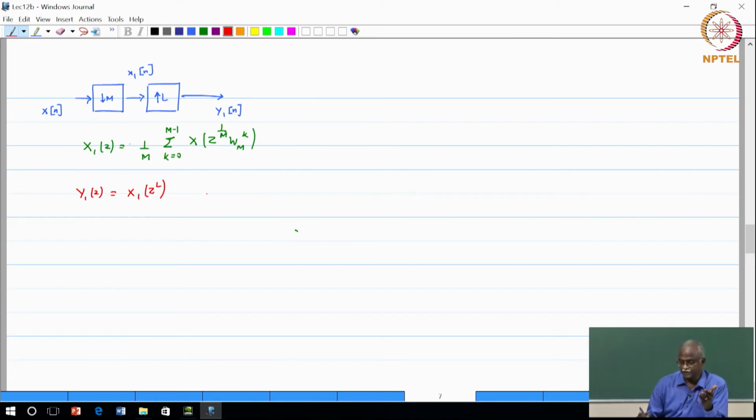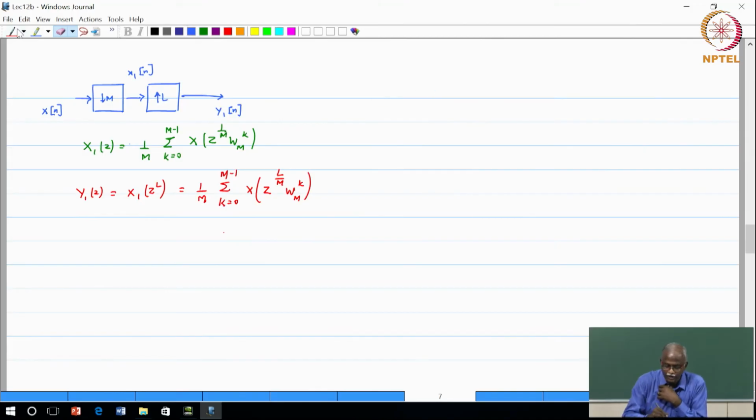I already have an expression for X1 of z. So if I want to treat the new variable as z power L, wherever there is z, I replace it with z power L. So this will come out to be 1 over M summation k equal to 0 to M minus 1, X of z power L by M, W_M^k. Please be sure there is no confusion with respect to how we have obtained the expression.